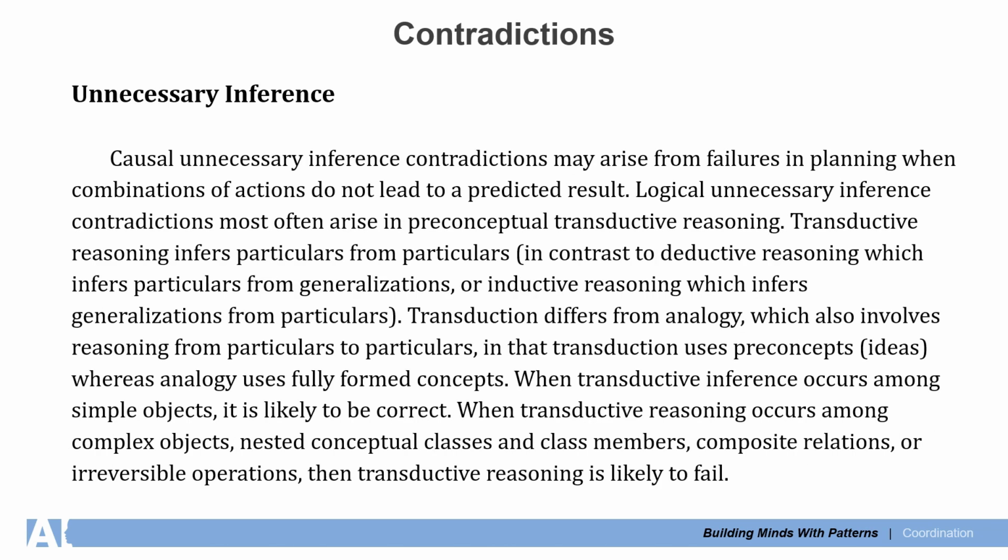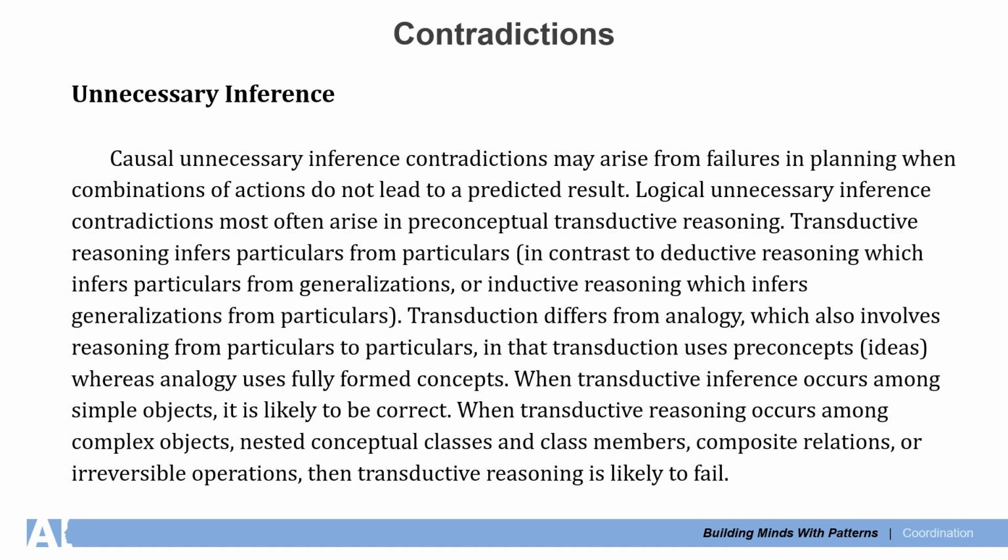Causal unnecessary inference contradictions may arise from failures in planning when combinations of actions do not lead to a predicted result. Logical unnecessary inference contradictions most often arise in preconceptual transductive reasoning. Transductive reasoning infers particulars from particulars in contrast to deductive reasoning, which infers particulars from generalizations, or inductive reasoning, which infers generalizations from particulars. Transduction differs from analogy, which also involves reasoning from particulars to particulars, in that transduction uses preconcepts or ideas and events, whereas analogy uses fully formed concepts.